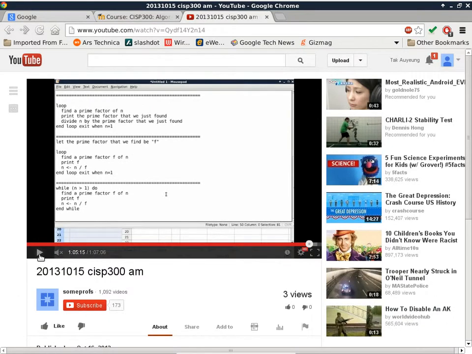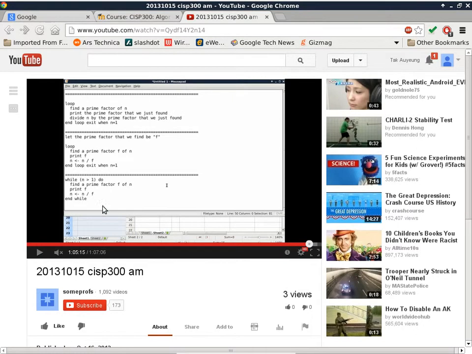Okay, so we were pretty much done with the algorithm. We are now at the end of the first algorithm. I'm just going to read it here because I know that those of you at the back cannot read it. The algorithm at this point is saying, while n is greater than 1, do: find a prime factor f of n, print f, because we want the end user to know what is a factor of the number, and then n gets n divided by f, end while. So that's where we left off last time.